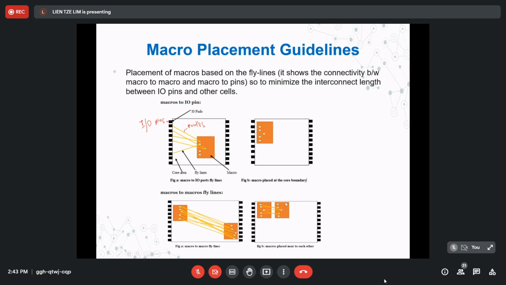And then another one is if we want to reduce the length of the routes, we can place the macros in this way. Macros placed near to each other, with the routes. So this is about the macro placement, and it is based on the guidelines. The guidelines are stated in the previous slide.